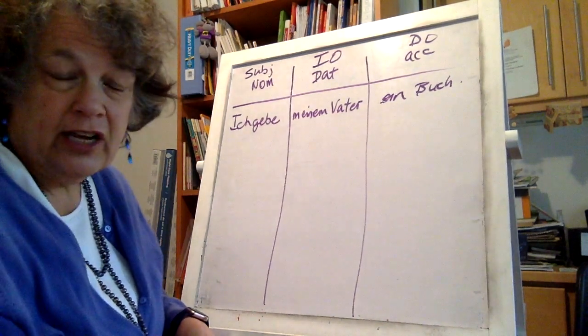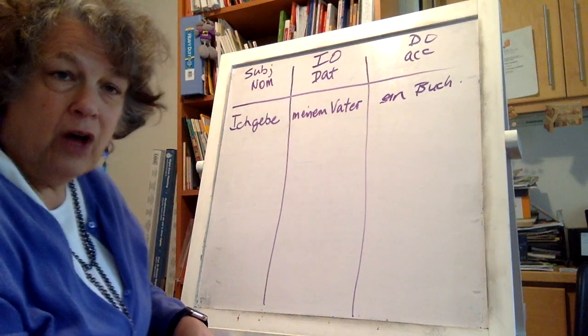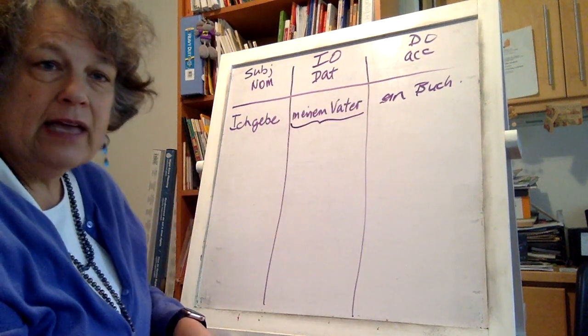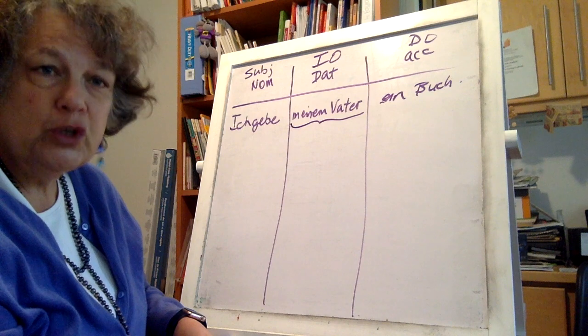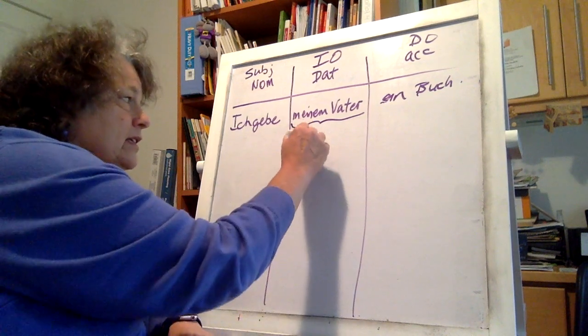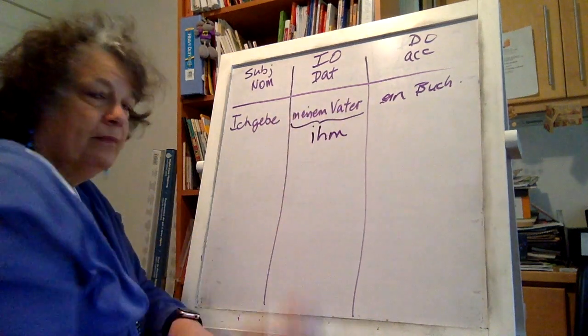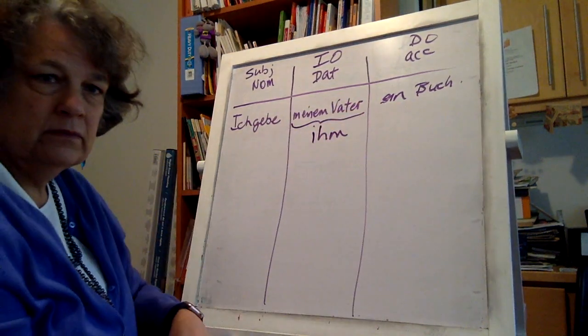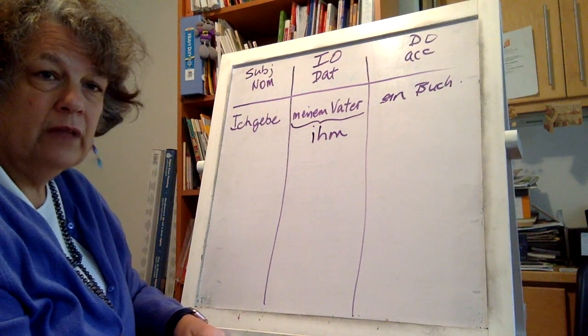And then when you want to change it to a pronoun, then all you have to do is take this and change it to a him. But you're giving it to him, so it's going to be in the dative case. So it's going to be ihm. Ich gebe ihm ein Buch. Piece of cake. All right?